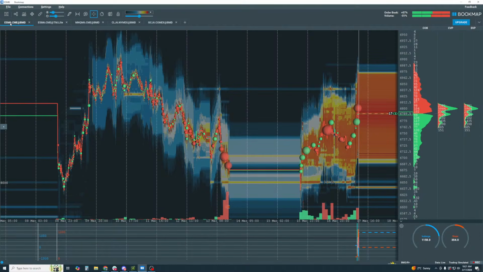Now for those of you who are using Bookmap data, this is something I need to mention in here. Okay, let me show you this here.